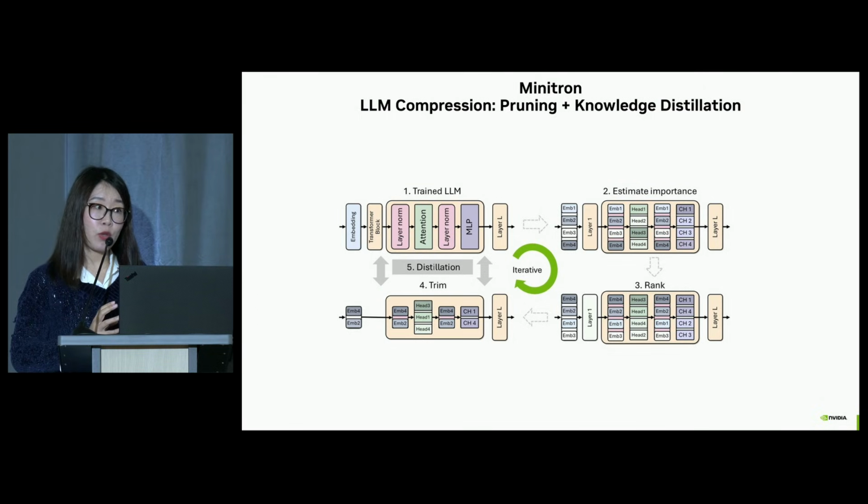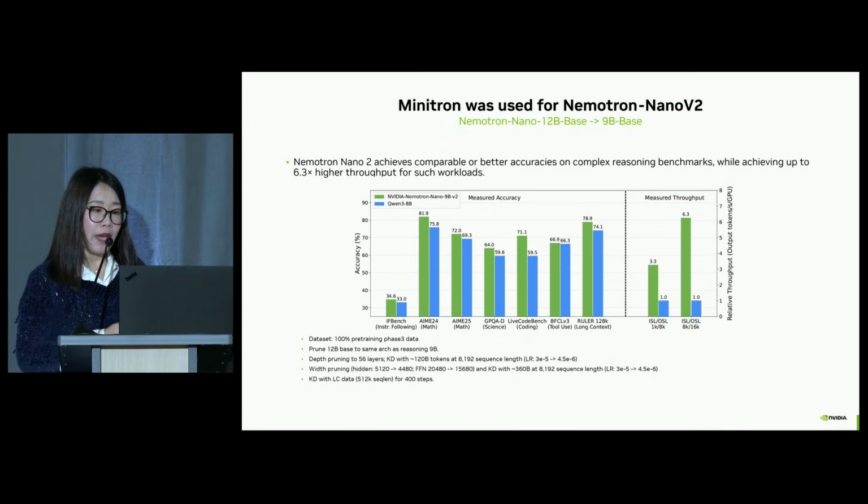So you will have a student model. But a student model normally has fewer parameters, but still a little bit of downgraded performance. So you still need some distillation to recover the performance. So that's the main idea. So we apply Minitron and compress the Nano V2 12B to the 9B base.